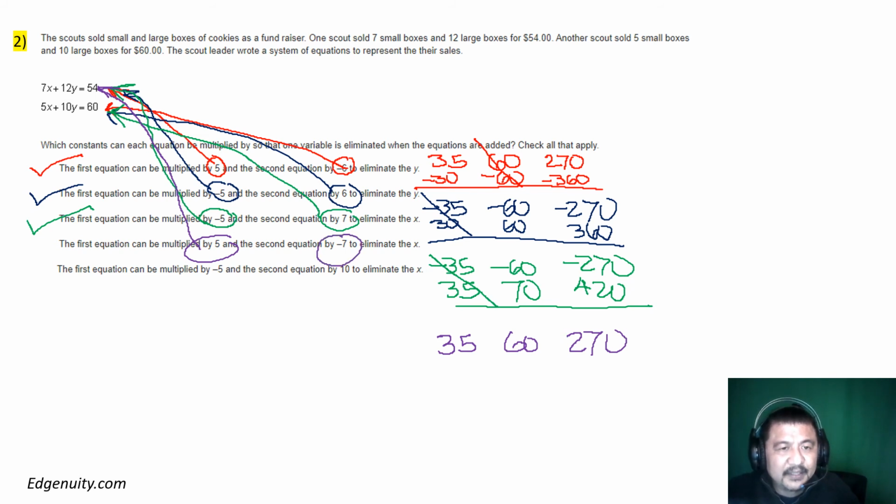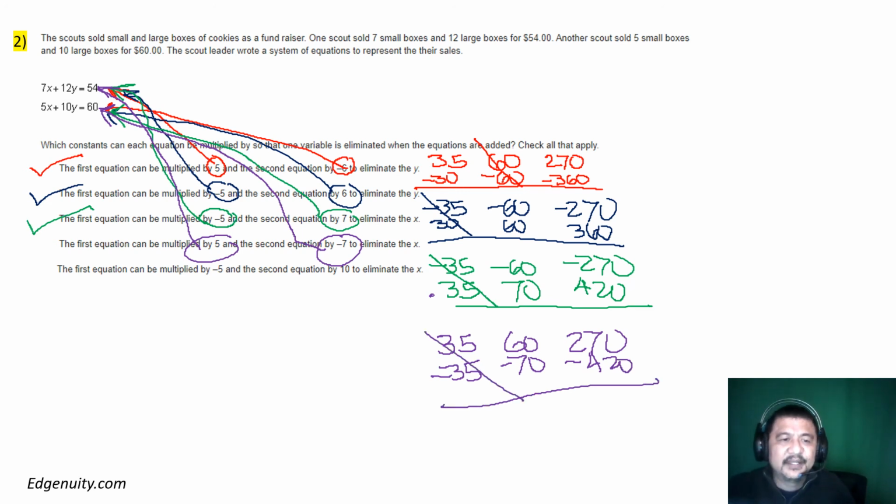Then multiply the second one by -7. We did that already, right? -7. Oh, not yet. So it's the opposite of this one. So -35, -70, -420. Look at this. You can eliminate. So that works.